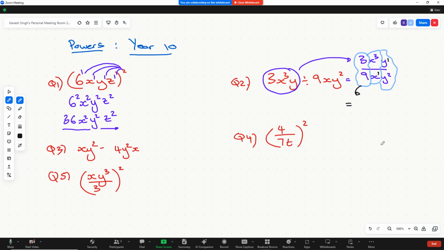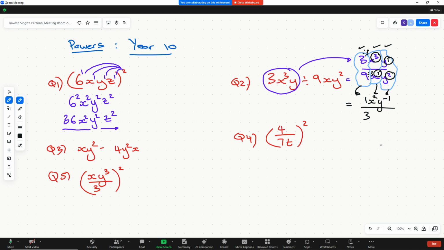The 3 over 9 is simplifying because I can divide the top and the bottom by 3 to become 1 over 3. The powers, when you divide, you subtract powers. So when you divide, 3 at the top minus the 1 becomes x to the power of 2 at the top. The same thing applies here. 1 at the top minus 2 at the bottom becomes minus 1 at the top. At this point, we have already addressed each of the 3 parts. We've got 1 over 3 from the first one, we've got x squared from that one, and we've got y to the minus 1 from the third part.